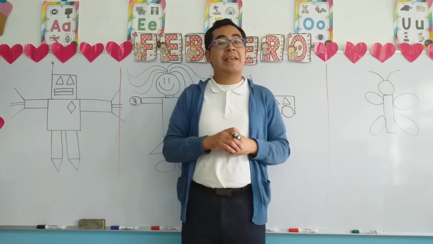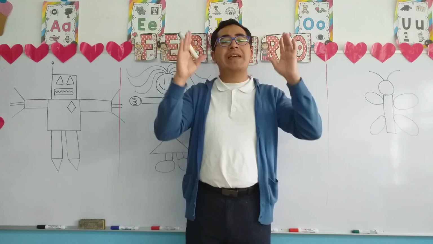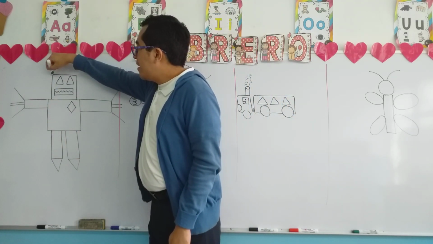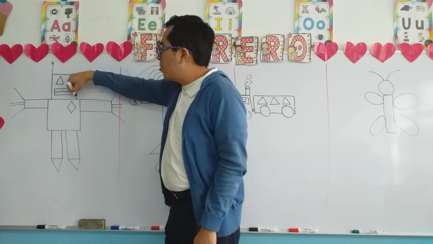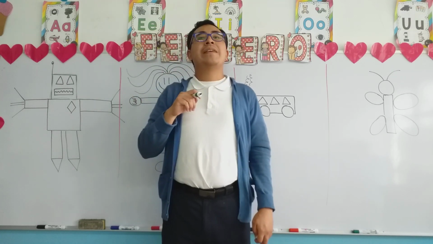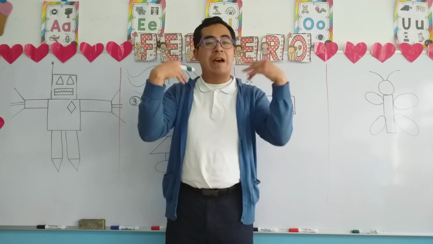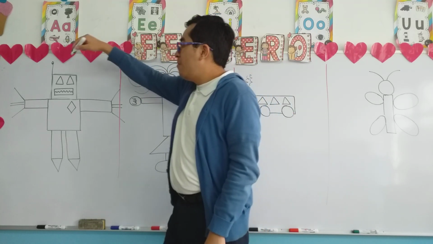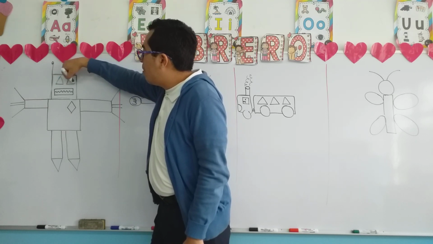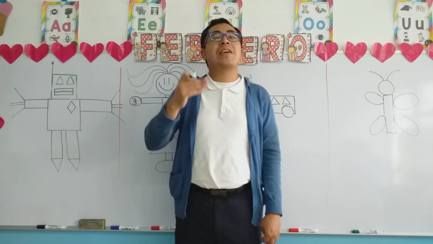Very good, excellent. Let's discuss part by part, starting with the head. The head of the robot, as you can notice, is like a square. The head of a robot is in a square form. Now, inside the head, we have additional geometric shapes. For example, the eyes. Eyes are made of triangles. Remember, like a slice of pizza.